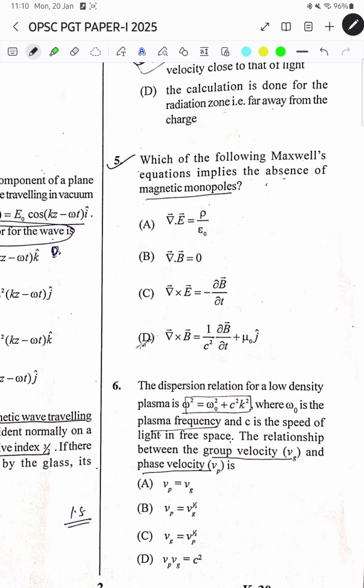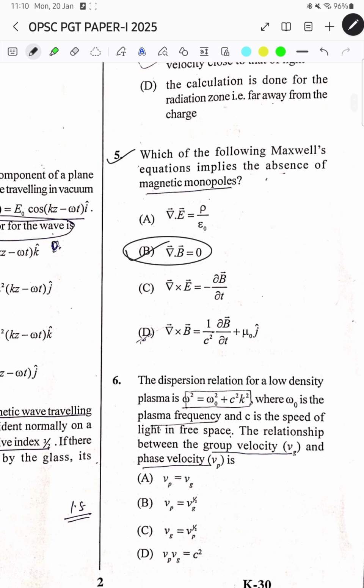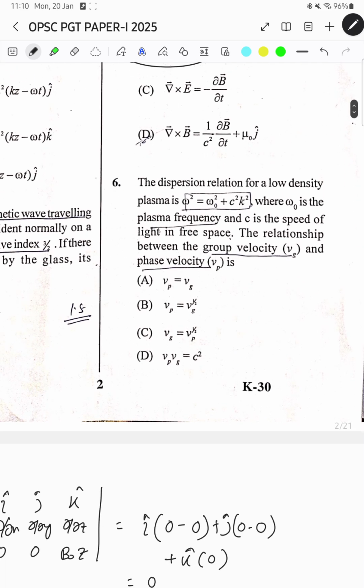So the Maxwell equation which describes the non-existence or absence of magnetic monopoles, we know, is the second law of Maxwell, that is del dot B is equal to 0. Okay, there should not be any confusion in here. And the 6th question is about the dispersion relation.